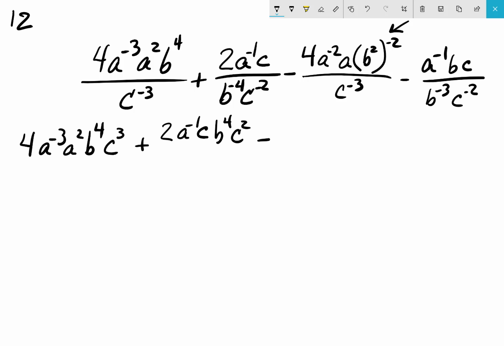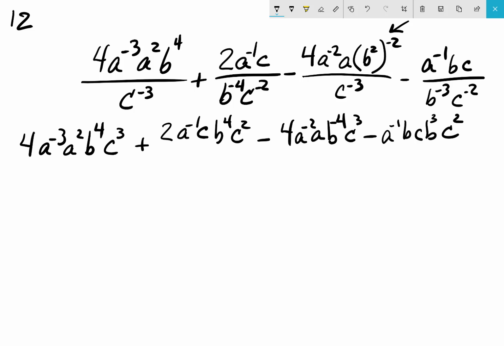Next fraction, minus 4a to the negative 2a, and then you've got b squared raised to the negative 2, which means you need to multiply those exponents. 2 times negative 2 is negative 4, so b to the negative 4 goes there, and then bring up that c to the negative 3 and make it c to the positive 3. Minus, last fraction, a to the negative 1 bc. Bring that b to the negative 3 up, and it will become b to the positive 3. Bring that c to the negative 2 up, and it becomes c to the positive 2.